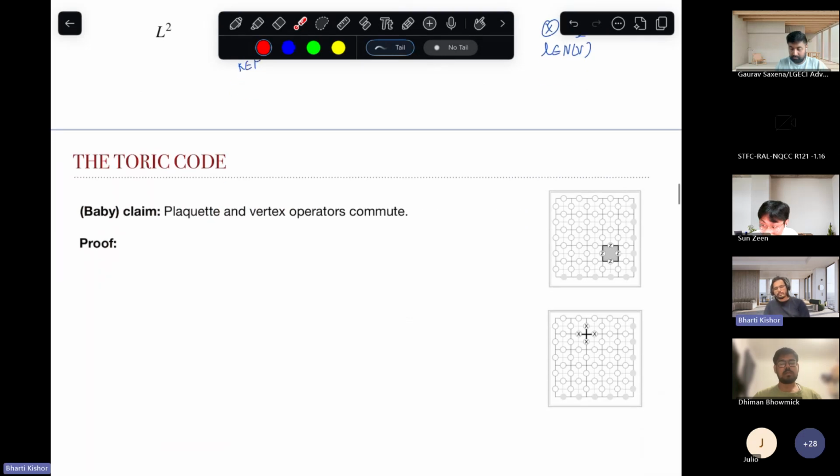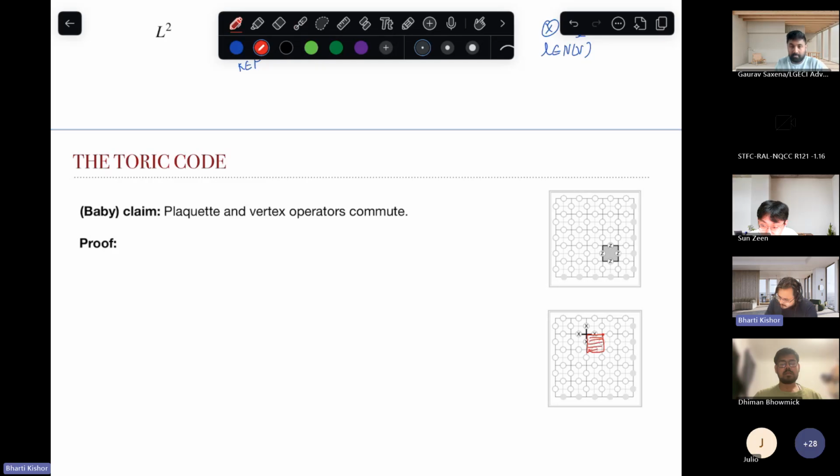Now it's a very simple claim that plaquette and vertex operators commute. And that's very easy to see, because let's say you have an X generator and then you have a Z generator, the vertex and the plaquette generator. Either they will not share anything in common, in which case obviously they will commute. Or if they overlap on any qubit, they will always overlap on an even number of qubits.